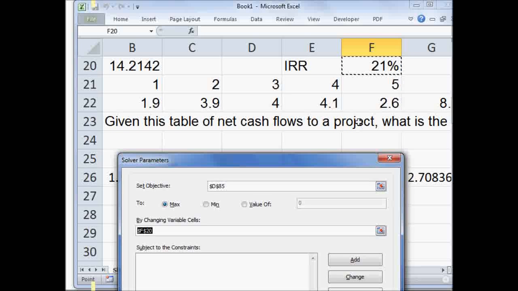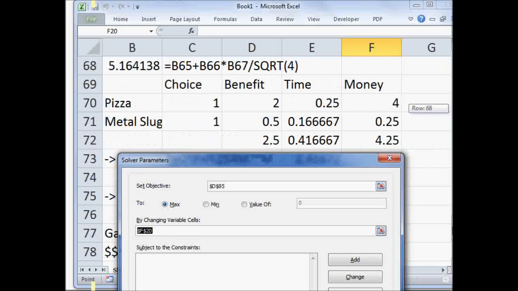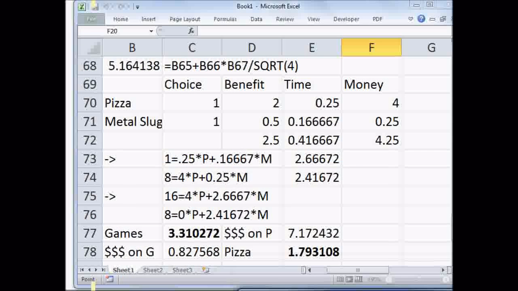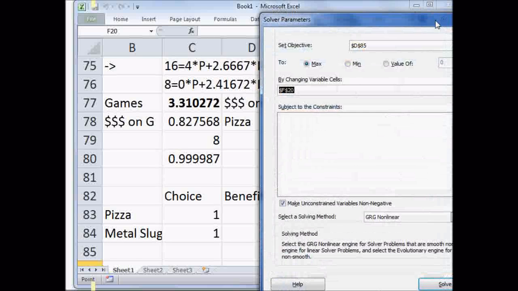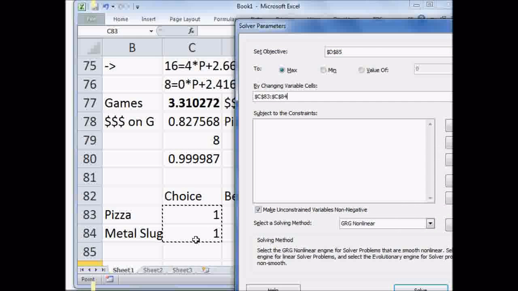our two choice cells here, by changing these two. So the objective cell is the formula for your benefit function, and the changing cells are the inputs where you're just typing numbers. There's no formulas. You can never put a cell that starts with an equal sign in the changing variable cells. Solver will freak out.